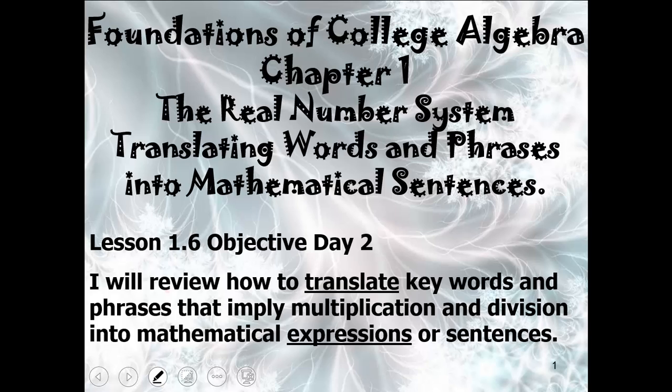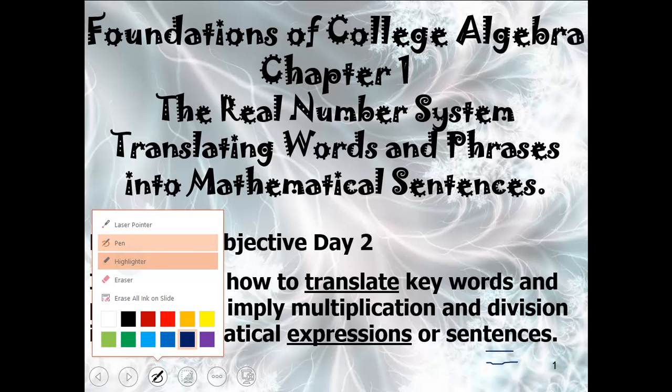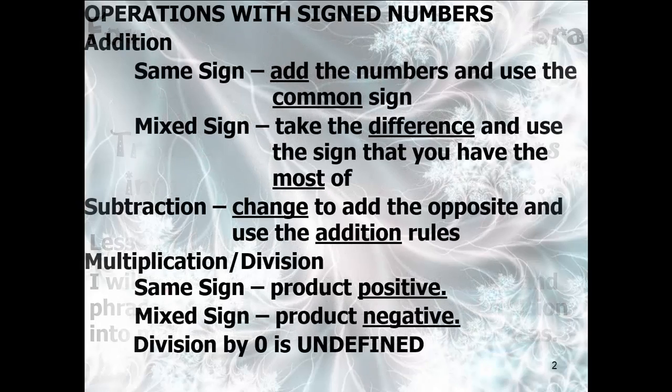A sentence always has an equal sign. So it'll have words like is or equivalent to or is the same as, or equals to. Expressions won't have those kinds of phrases. All right, so let's go ahead to the next page.